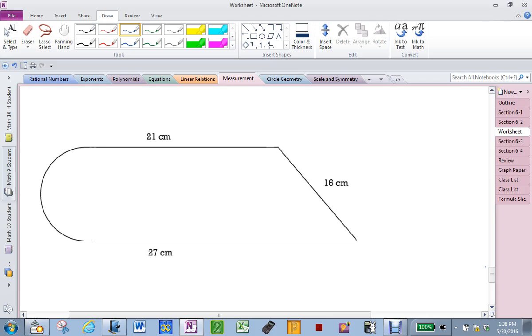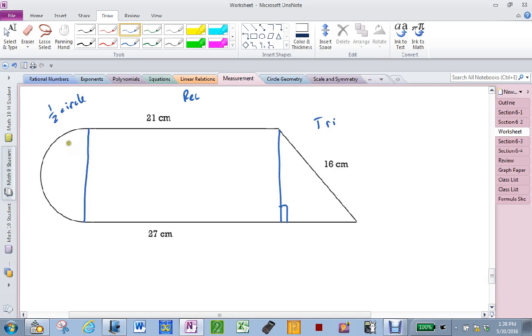I put 3 shapes together. I'm a mad math teacher. It's a half circle. It's a rectangle. And it's a triangle. And it's a 90 degree, Maddie. Look at you. So what's the area of a half circle? Pi r squared divided by 2. Plus LW for a rectangle. Plus 1 half base times height for the triangle.